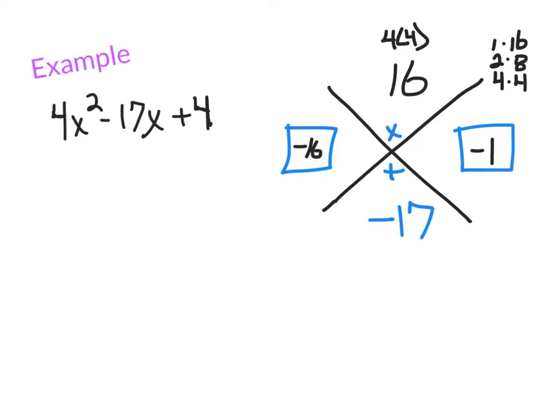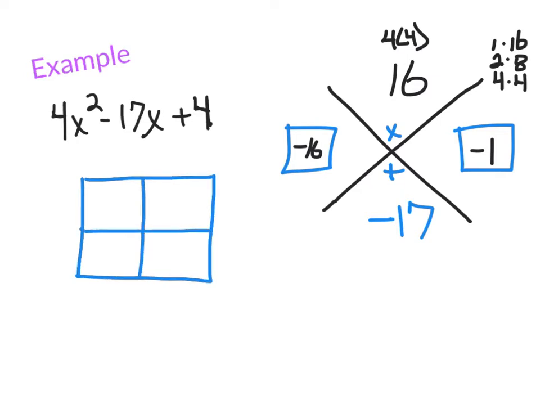All right, because we're working with examples where a is greater than 1, we have to create a box and use the reverse box method. Then we can start by filling in our box. Remember that the upper left-hand corner is the ax squared, which is 4x squared. And the bottom right-hand section is the c, which is plus 4.